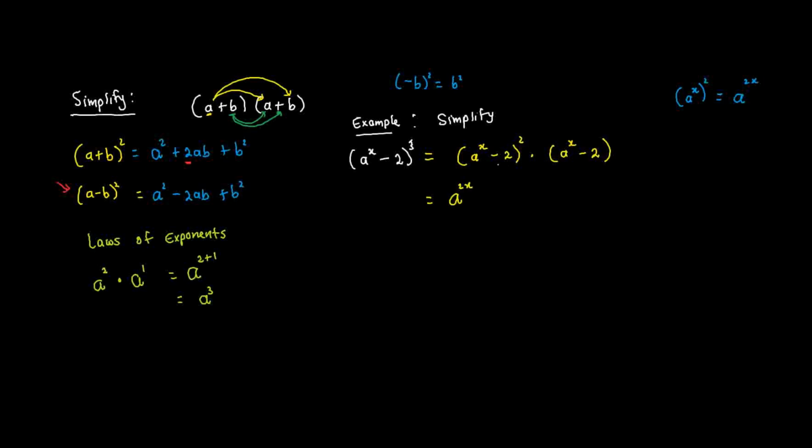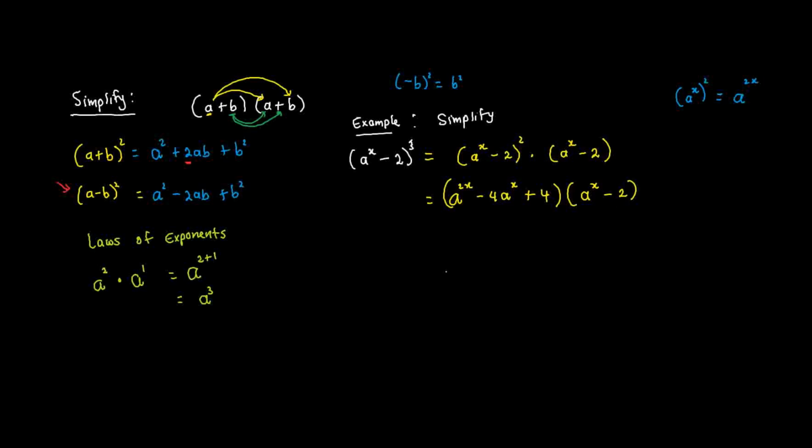Now, how do I get the middle term? I'm going to multiply these two terms together. A raised to the power of x times negative 2 is negative 2 a raised to the power of x. I'm going to multiply the product by 2, which is going to give me minus 4 a raised to the power of x. Then I'm going to square the last term, which is going to be plus 4. That's being multiplied by a raised to the power of x minus 2.